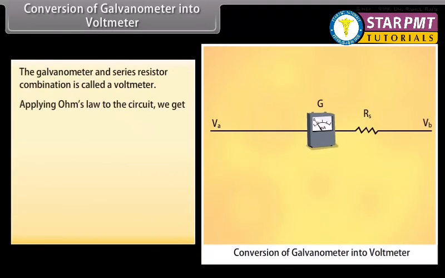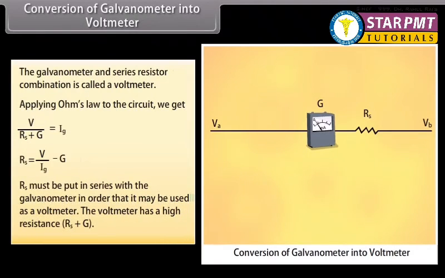Applying Ohm's law to the circuit, we get V upon Rs plus G within parentheses is equal to Ig. It can be written as Rs is equal to V upon Ig minus G. Rs must be put in series with the galvanometer in order that it may be used as a voltmeter. The voltmeter has a high resistance Rs plus G within parentheses.